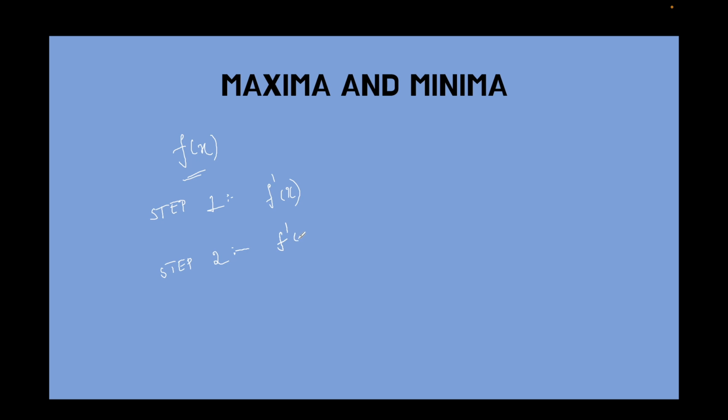Put f dash of x is equal to 0. Here you will get some values of x. Of course, it will have some roots. So you will get x is equal to some values. Now, at these points, either maxima will occur or minima will occur. But what will occur at what point? How do you know? That's what step 3 is.